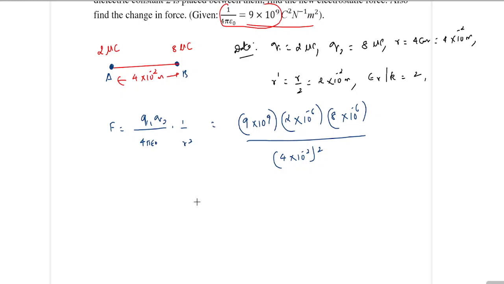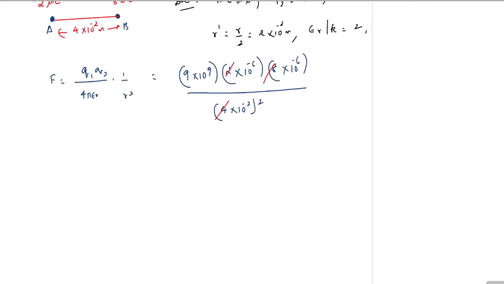Now 4 squared is 16, so you can cancel directly here, because 8 into 2 is 16, it gets cancelled. So don't look at the solution here, rather you can try to solve on your own and then verify the answer. That is equal to 9, the powers are 10 power 9, and this is minus 12, and from the bottom it becomes plus 4. So 9 plus 4 is 13, minus 12 would be 1. So force is equal to 9 into 10 power 1, or 90 Newton.